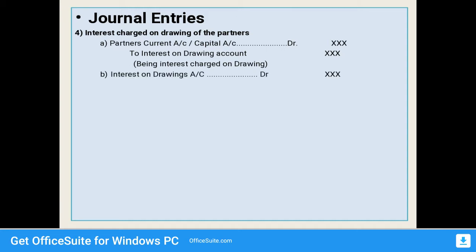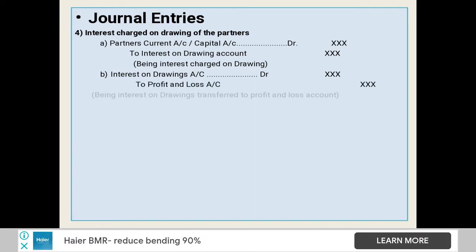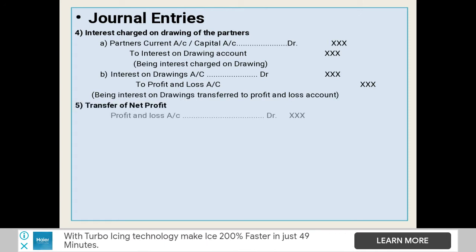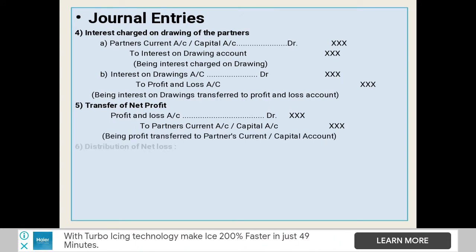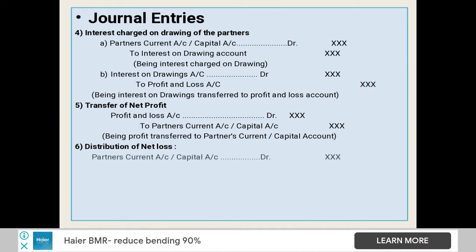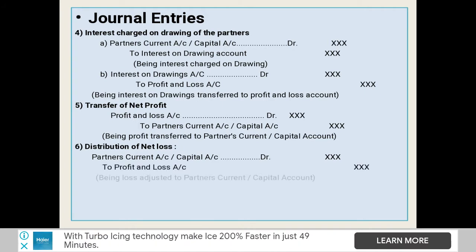Next journal entry, interest on drawing account debit to profit and loss account, being transfer to net profit and loss account, debit to partner's current account or capital account, being profit transferred to partner's current account or capital account. Distribution of net loss, so opposite: partner's current account or capital account debit to profit and loss account, being loss adjusted to partner's current and capital account.